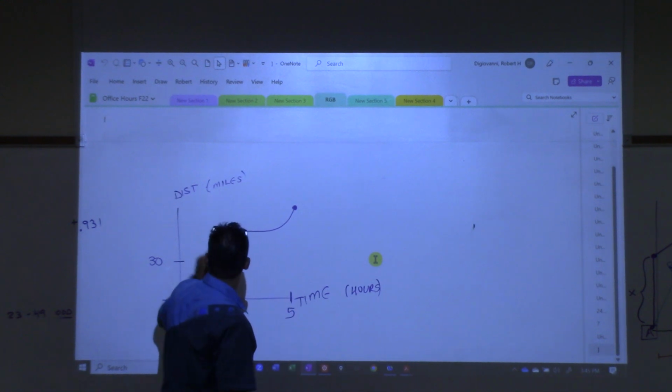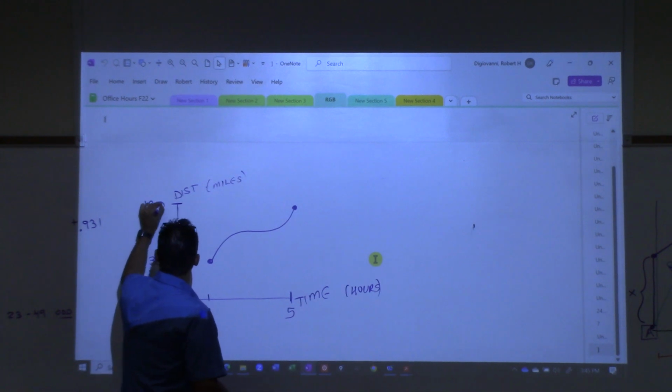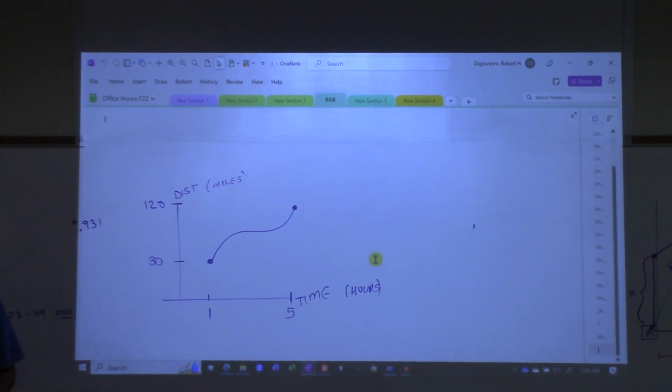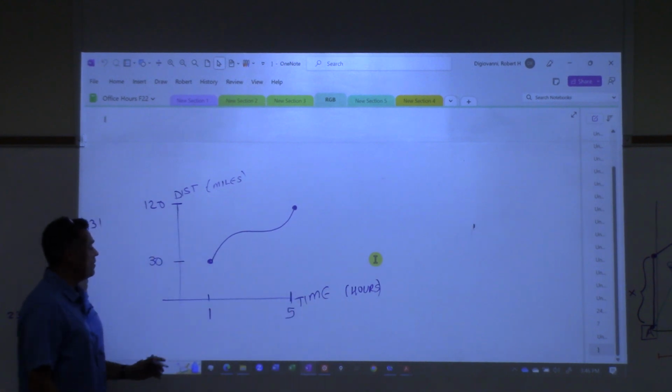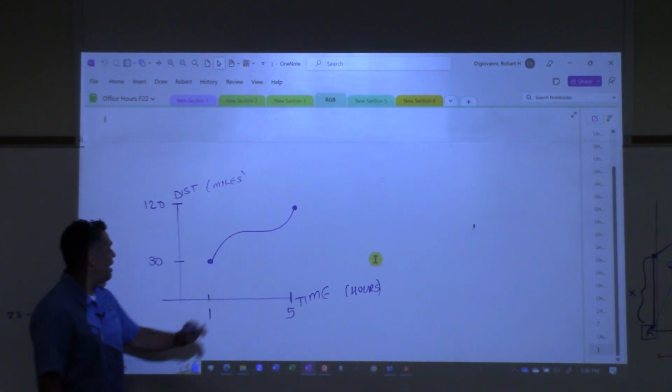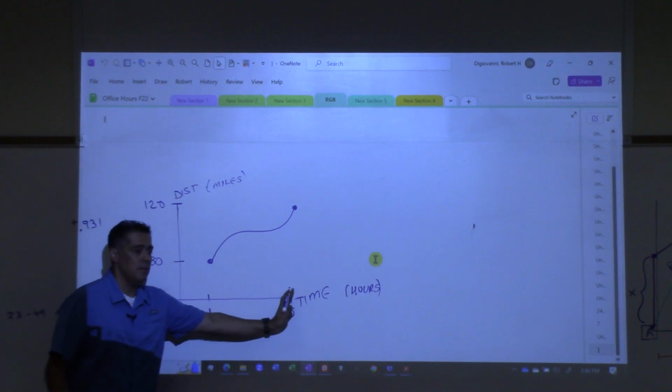At 5, we've now gone 120 miles. What's my average speed? Remember, mean means average, right? What's my average speed? Well, what's my total distance that I've gone? Between hours 1 and 5, what's my average speed? So how far have I traveled between these 2 hours? 90 miles. How many hours did it take me to do that?